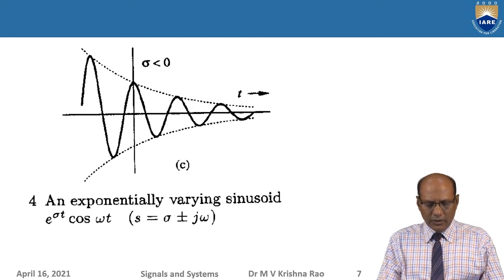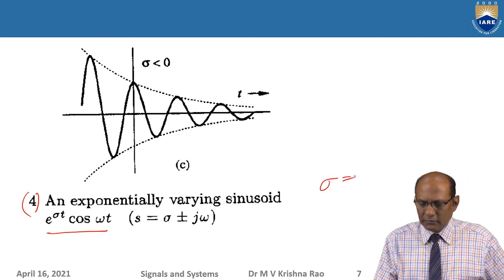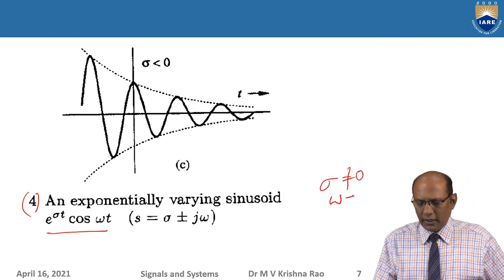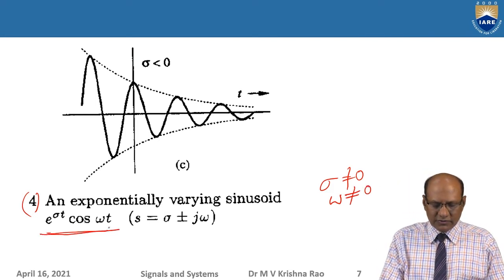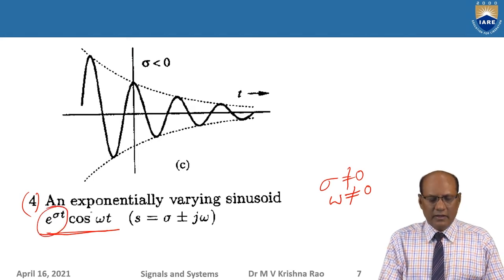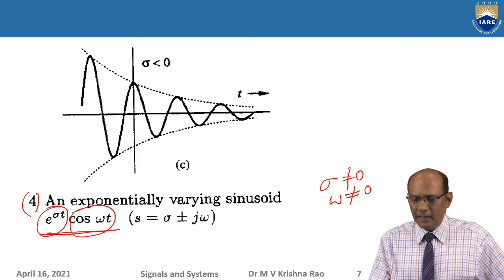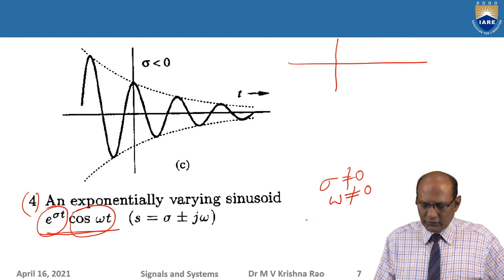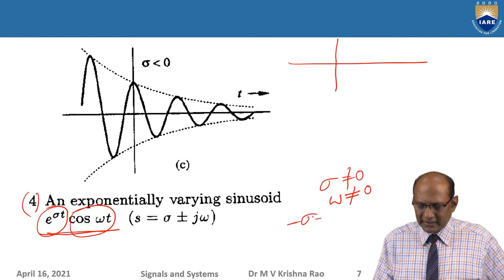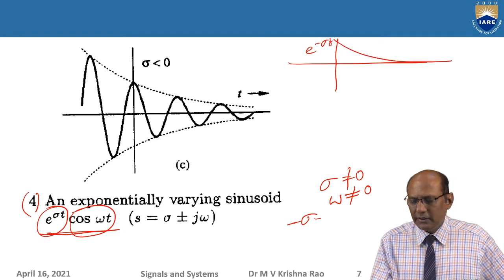Now, let us take the general function. In this case, sigma is not equal to 0 and omega is also not equal to 0. Both are existing. That means both terms are there: e to the power of sigma t and cos omega t. I am multiplying two functions. First function: let us take minus sigma, which is less than 0. So e to the power of minus sigma t will look like this.